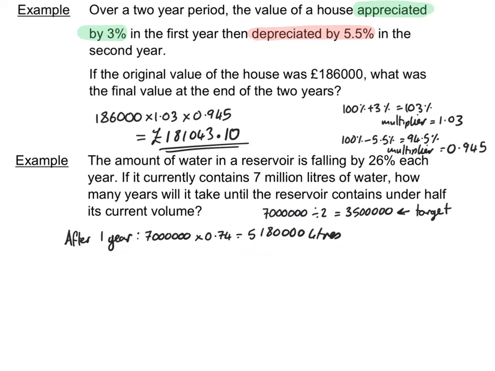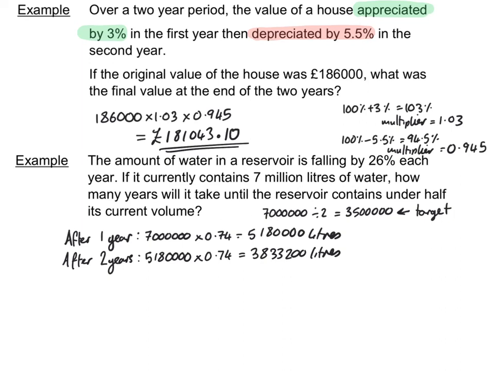And I'm going to continue in that vein, making sure I label each line so it's clear and I can follow my own working. So after 2 years, I'm going to have 5,180,000, that's my 1 year total, and I'm going to reduce that by another 26%, so again by multiplying it by 0.74, and that's going to give me, let's see, 3,833,200 litres. And again, I'm able to see that's not quite below my target yet. Still roughly another 300,000 to go.